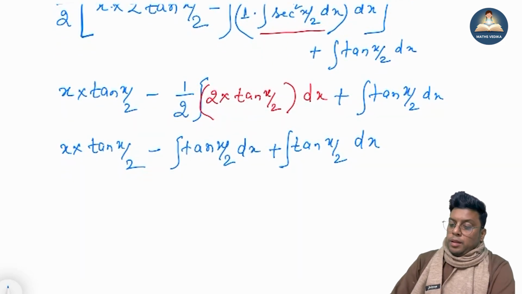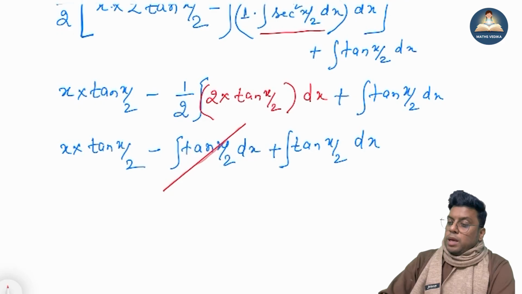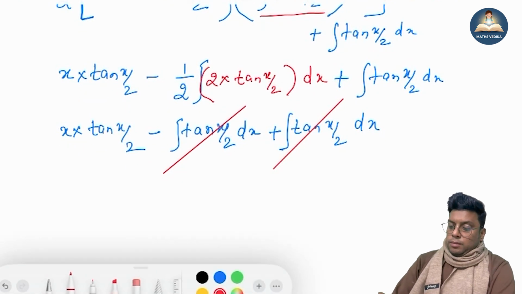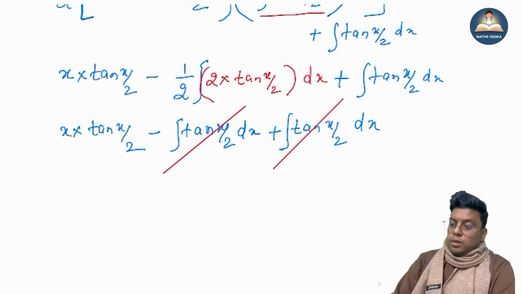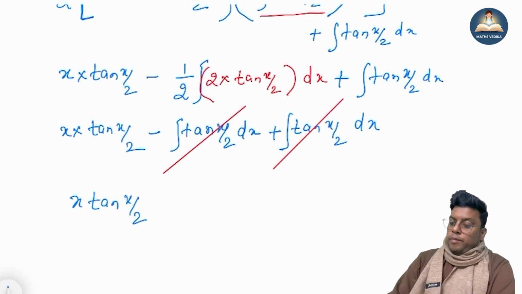Okay, now this integration with the minus sign and this one with the plus sign are equal and will be cancelled out, so we'll be left with x tan (x/2), and we'll put C, which is the constant of integration. So this is the answer.